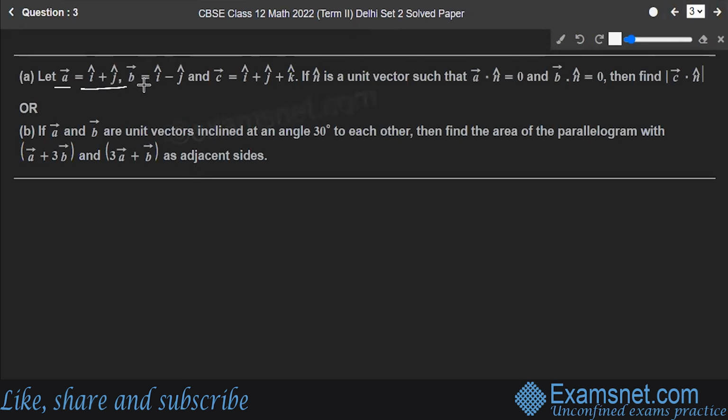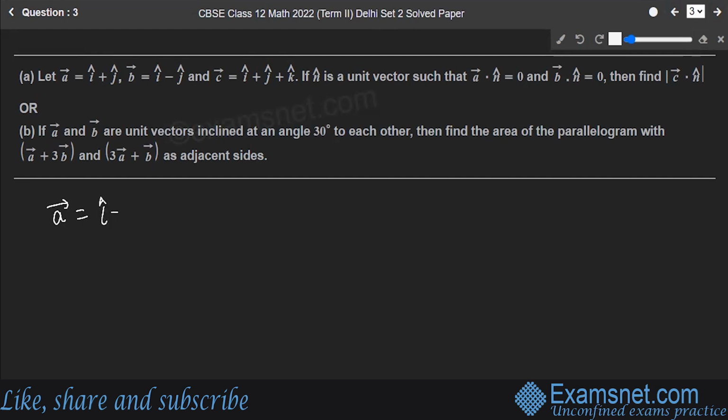Now you're given vector A as this, vector B as this, and vector C as this. If n is a unit vector such that the dot product of A and n is equal to 0 and the dot product of B and n is equal to 0, then you have to find the magnitude of the dot product of C and n vector. Okay, fine. So let's write down.